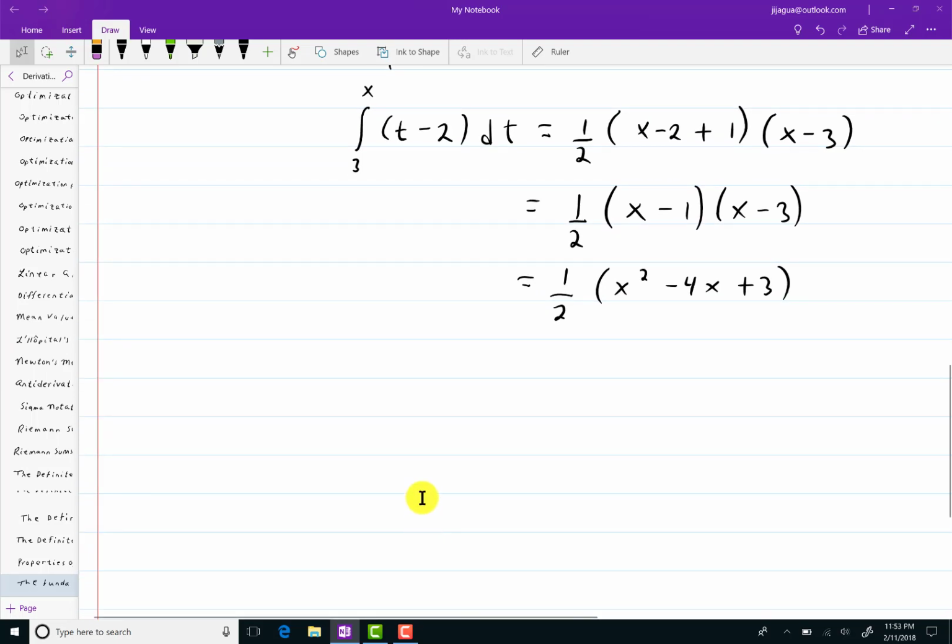And so, to see if I did it right, I'm going to check by taking the derivative of my integral, or at least the function that I found here, and seeing if it matches the t minus 2.